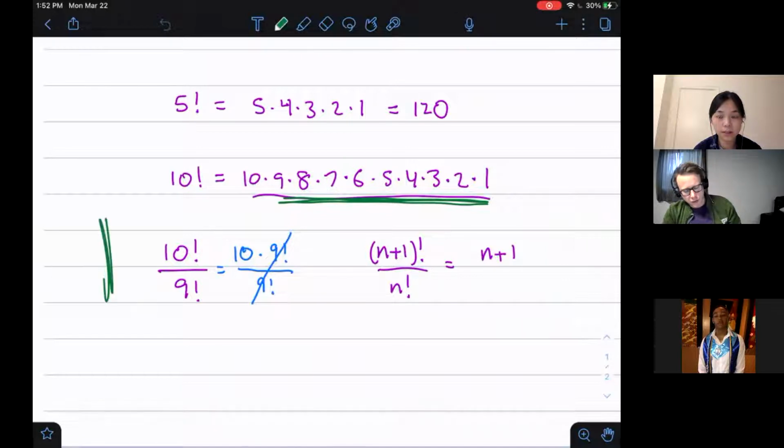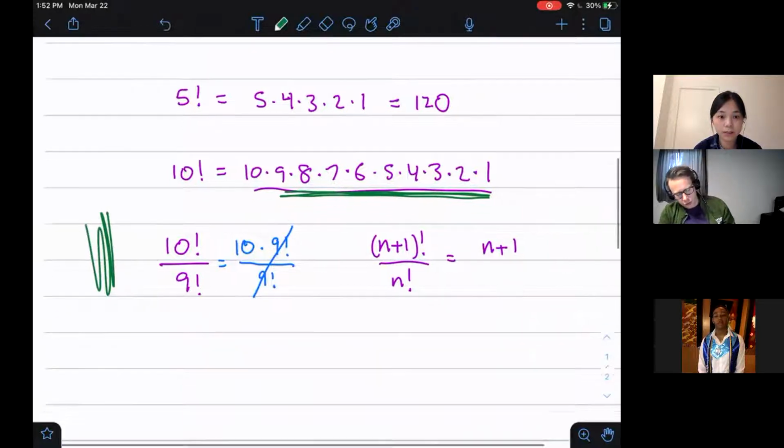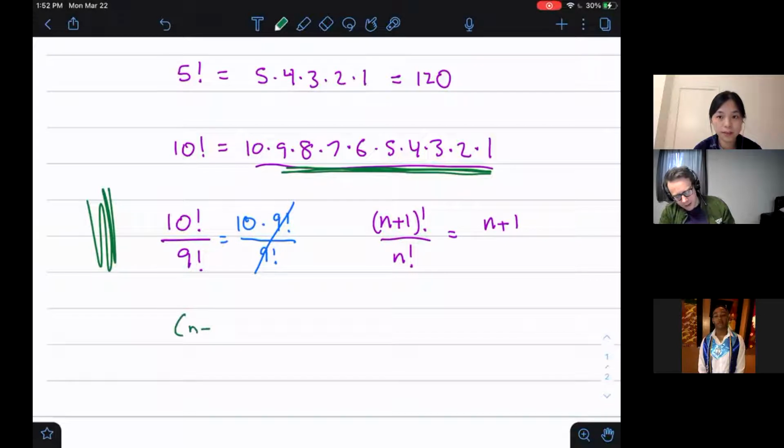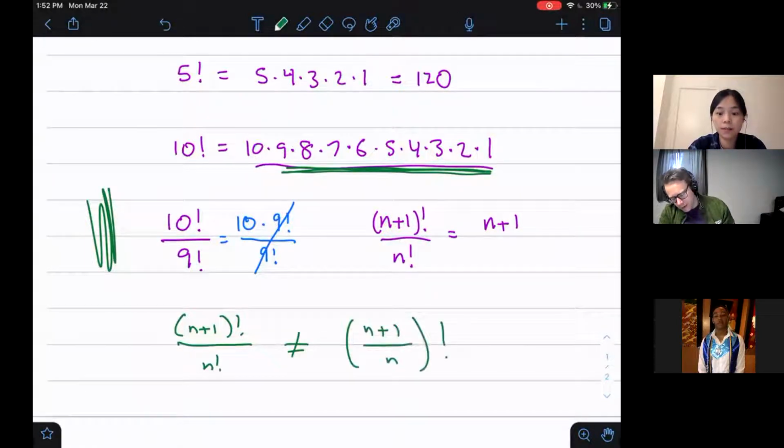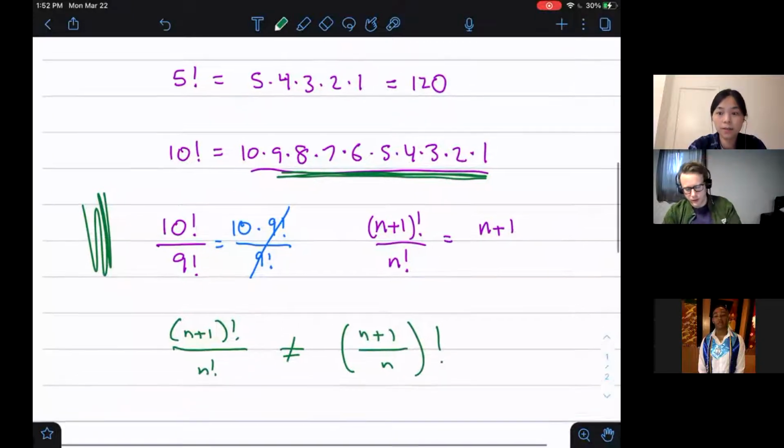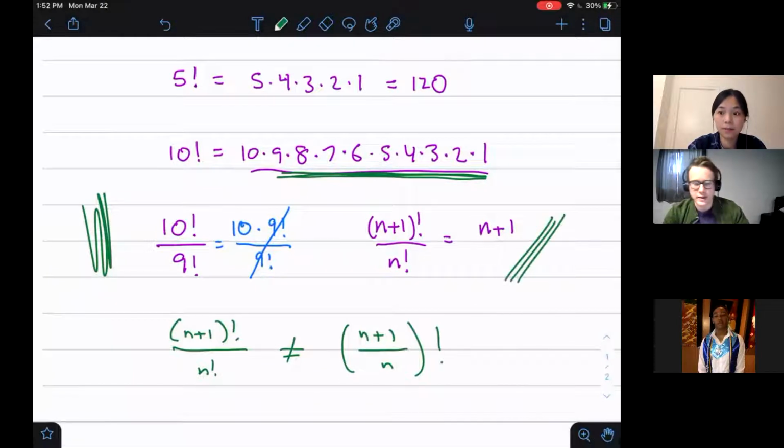Yeah, I mean, you do have to simplify them. It's not true, for instance, that you can rewrite (n plus 1) factorial divided by n factorial as n plus 1 divided by n factorial. So you can't do some combination like that. But you can go ahead and write it this way, which just says that it simplifies down to just n plus 1.